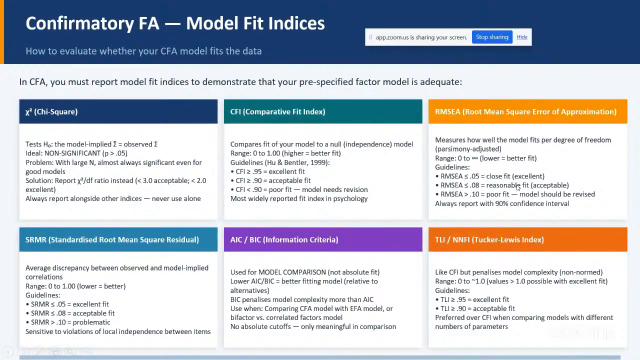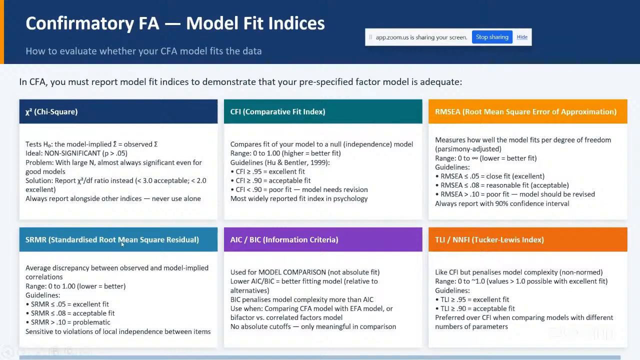RMSEA measures how well the model fits per degree of freedom, that is, parsimony adjusted. The range is 0 to infinity. For CFI, the higher the value, the better the fit. But for RMSEA, the lower the value, the better the fit. If it is less than 0.05, it is an excellent fit, and we will deal with this fit only. If it is greater than 0.05 but less than 0.08, it is acceptable. But if it is greater than 0.1, then we won't consider it.